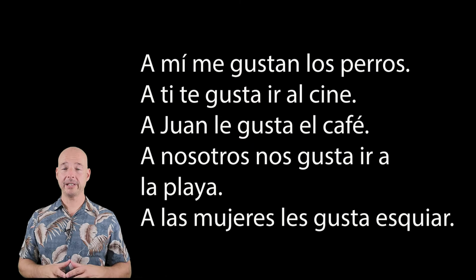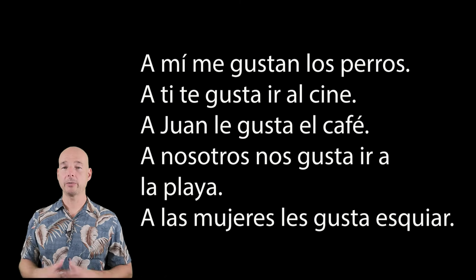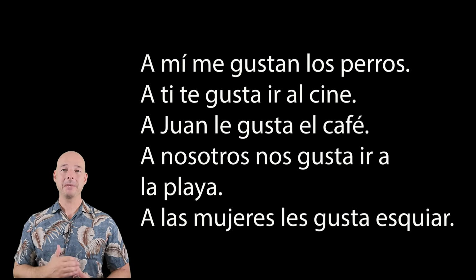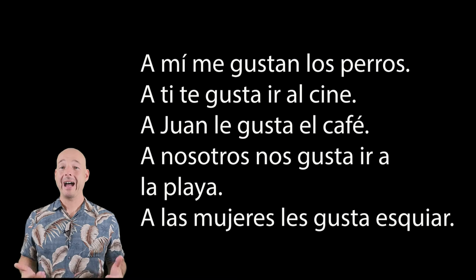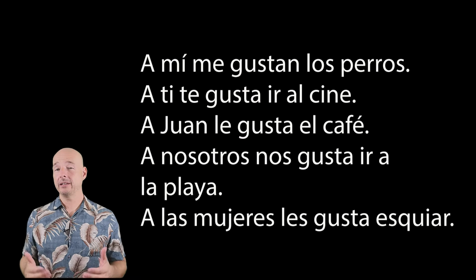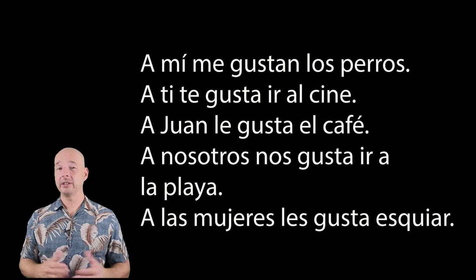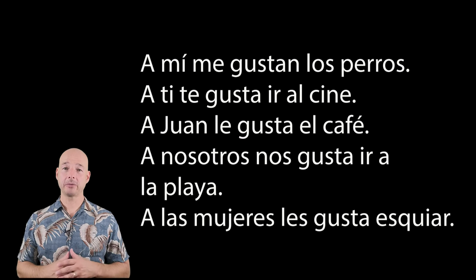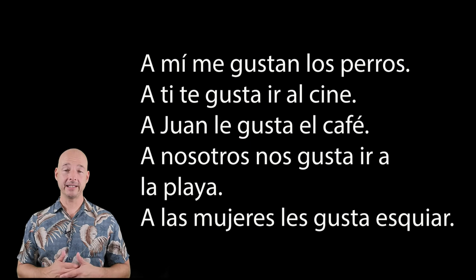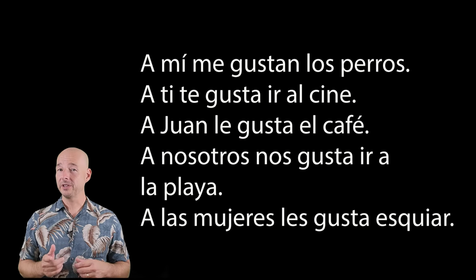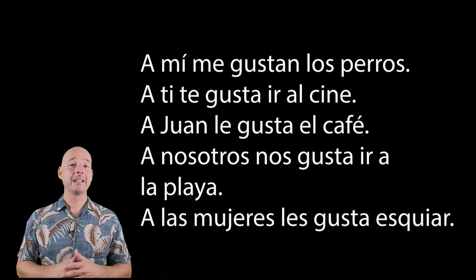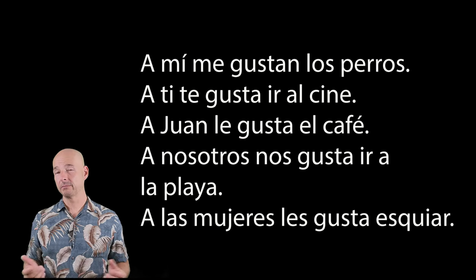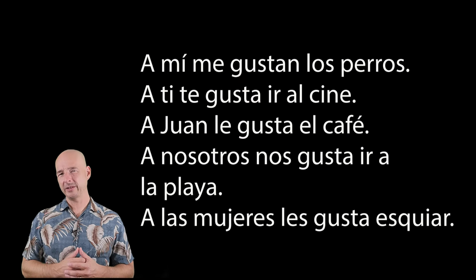So let's plug in some examples into our master chart that we showed you before. A mí me gustan los perros. I like dogs. Now, again, I would leave off the a mí generally and just say me gustan los perros. A ti te gusta ir al cine. You like to go to the movies. But again, I'd just say, ¿te gusta ir al cine? Or if I ask them, ¿te gusta ir al cine? Do you like to go to the movies?